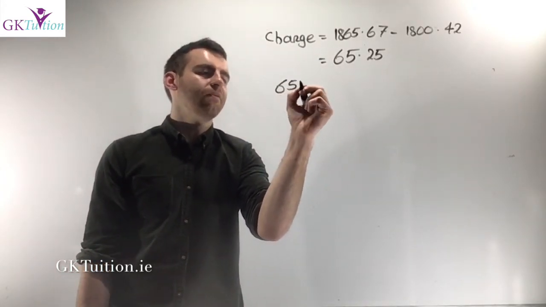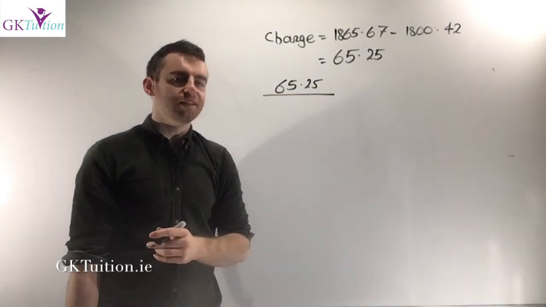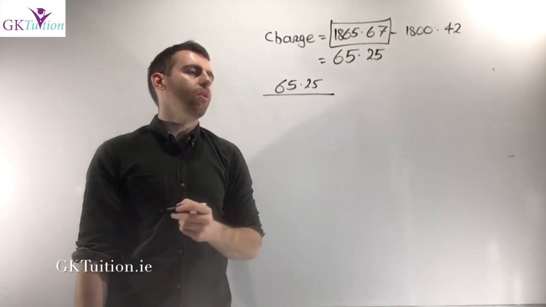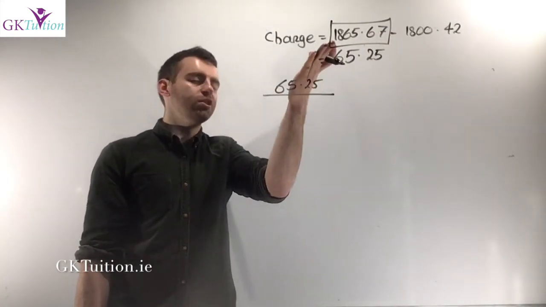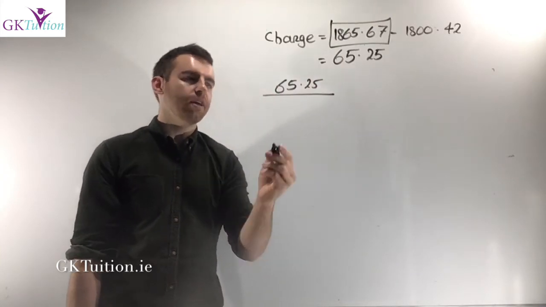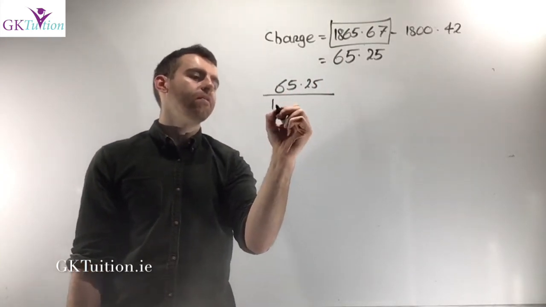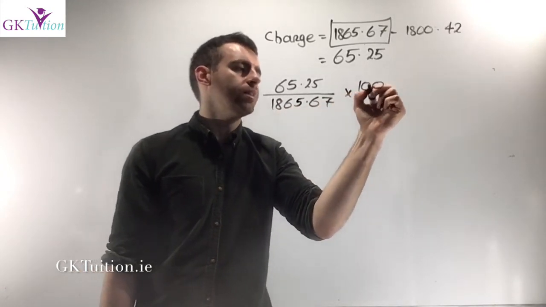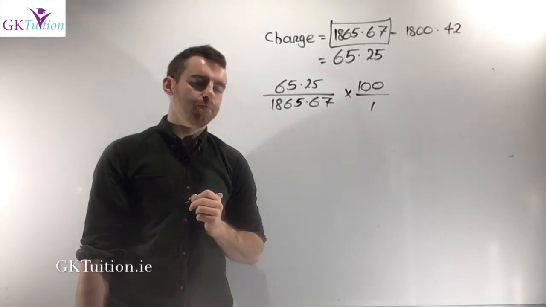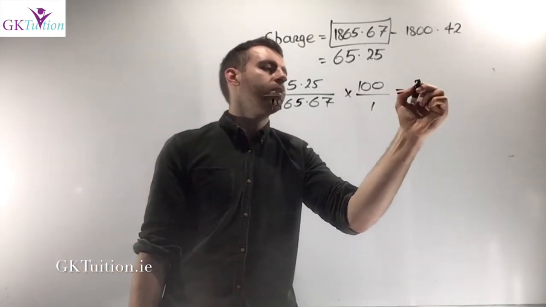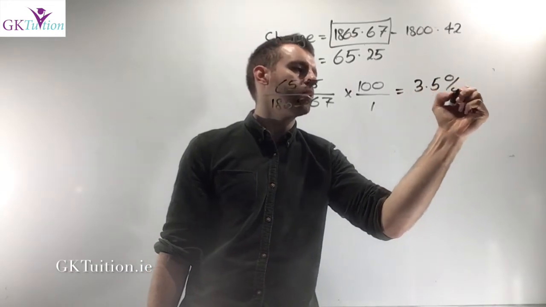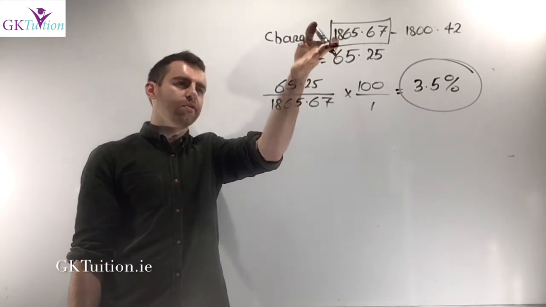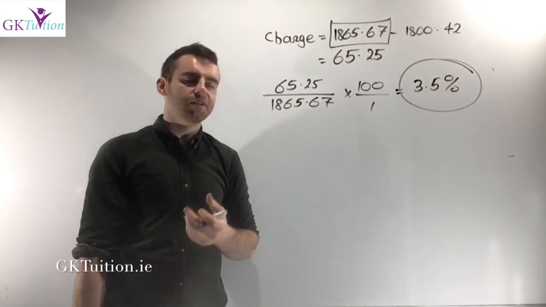Now I need to work out what was the percentage commission. So I need to get 65.25 as a percentage of what the tourist should have received. So I want to work out what percentage of what she should have received is the figure that they took away. So it's 65.25 as a percentage of 1865.67. And remember, to turn things into percentages, you multiply by 100 over 1. Now if you plug this into your calculator, the percentage commission works out as 3.5%. The bank should have given her this much money, but they got 3.5% of it and took it away.